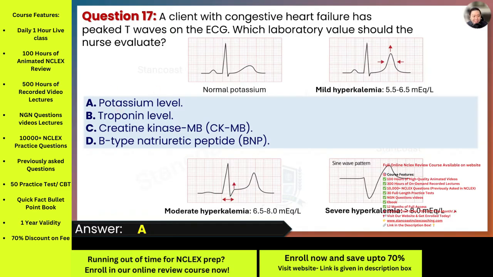Now, why is letter B an incorrect option in this case? Although troponin is an important diagnostic test in identifying MI, it doesn't cause peaked T waves.